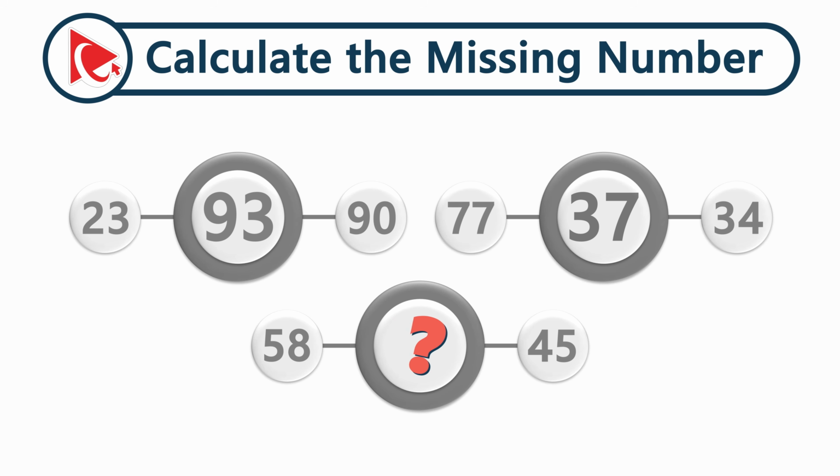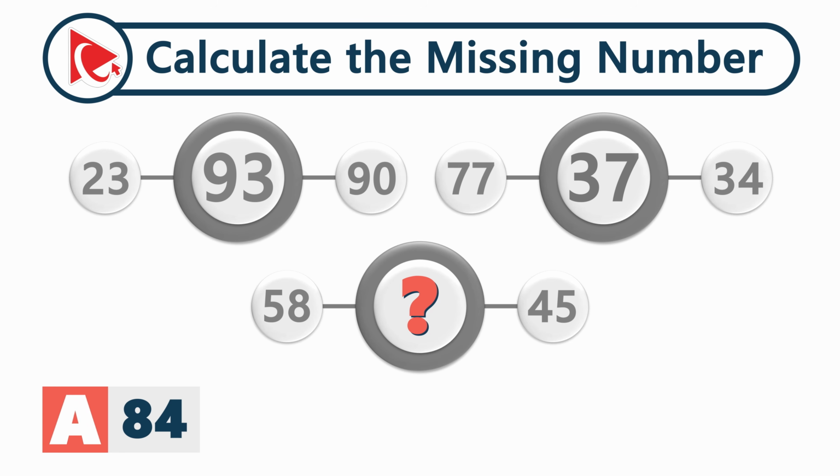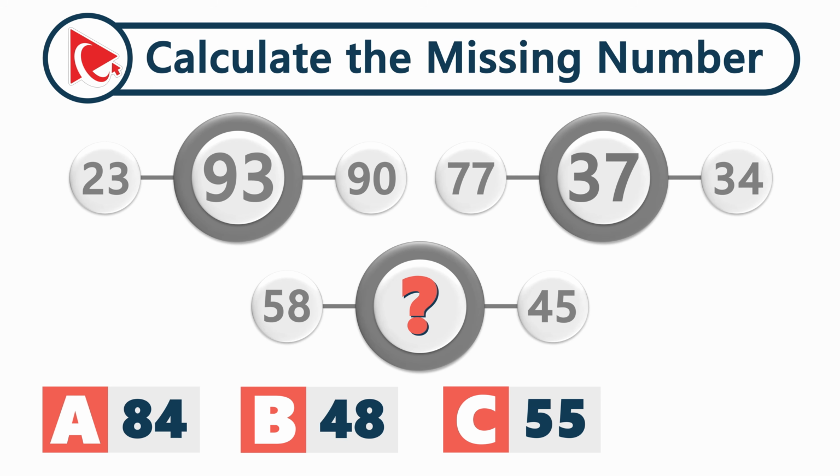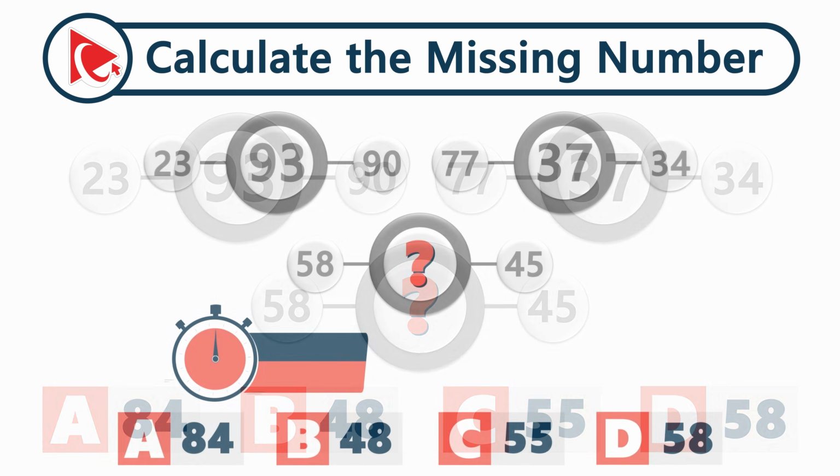Your goal is to calculate the missing number and select 1 out of 4 possible choices. Choice A, 84. Choice B, 48. Choice C, 55. And last but not least, choice D, 58.